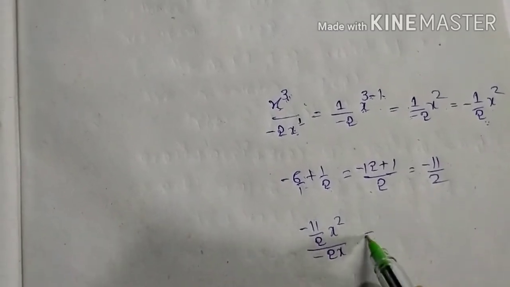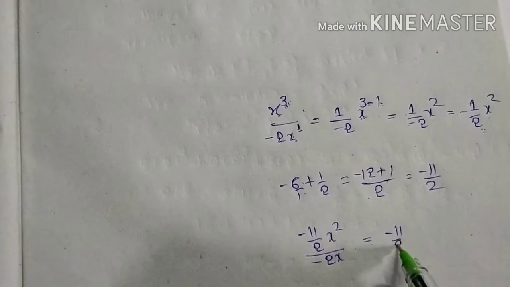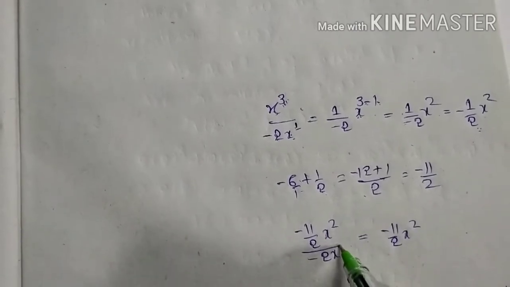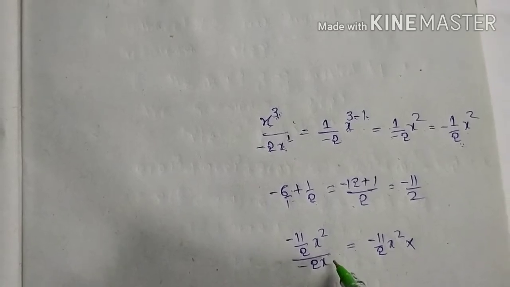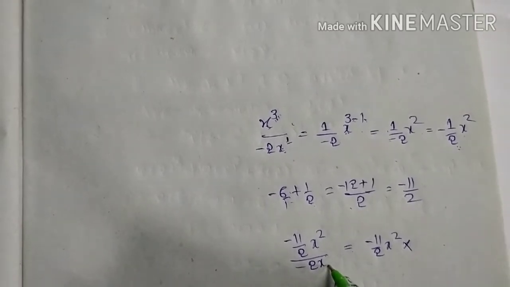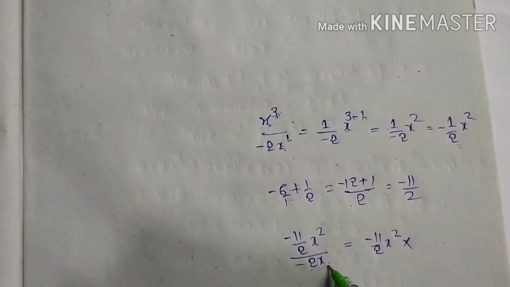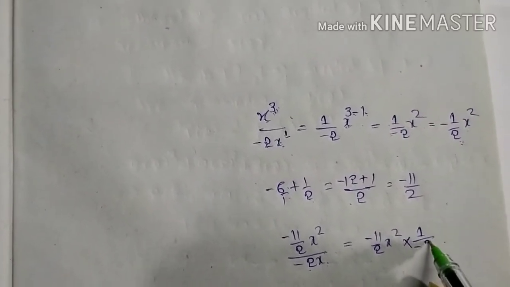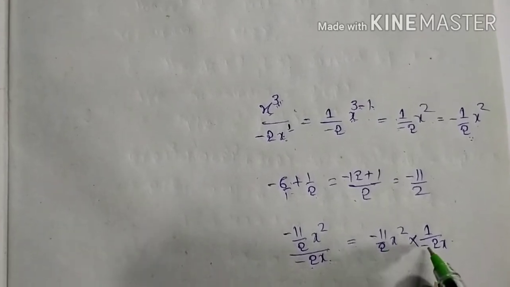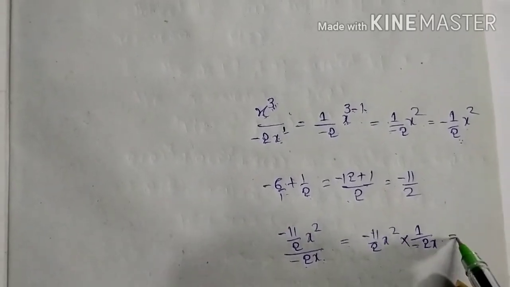You know that this minus 11 by 2 x square, I am doing the division symbol. You need to write here multiplication, and also you need to write the reciprocal of minus 2x. What is the reciprocal of minus 2x? You know that 1 by 2x, or not. That means I am writing here minus 1 by minus 2x. That means here, see, minus into minus you will get plus only.